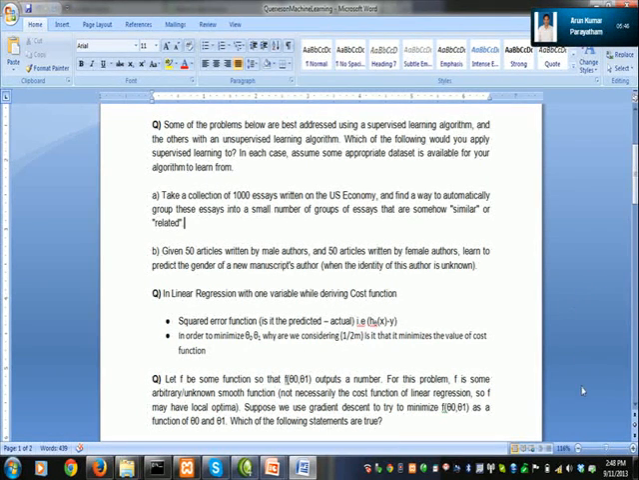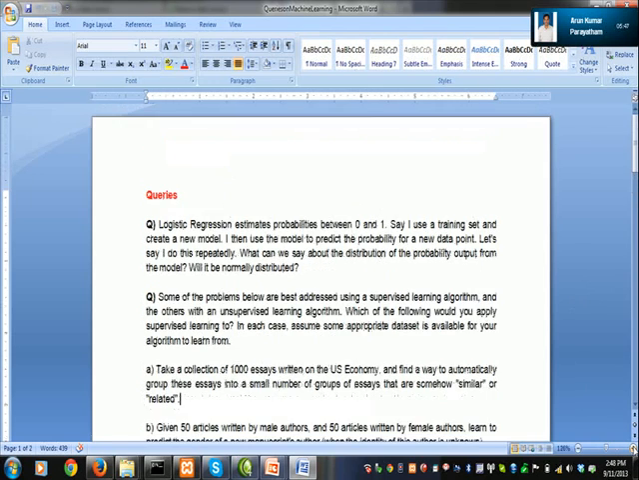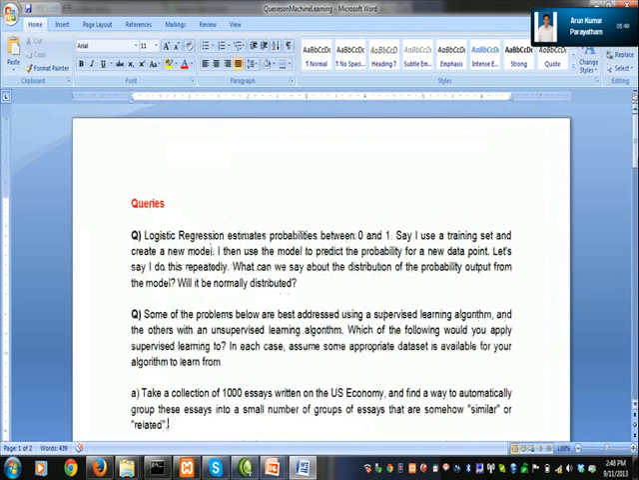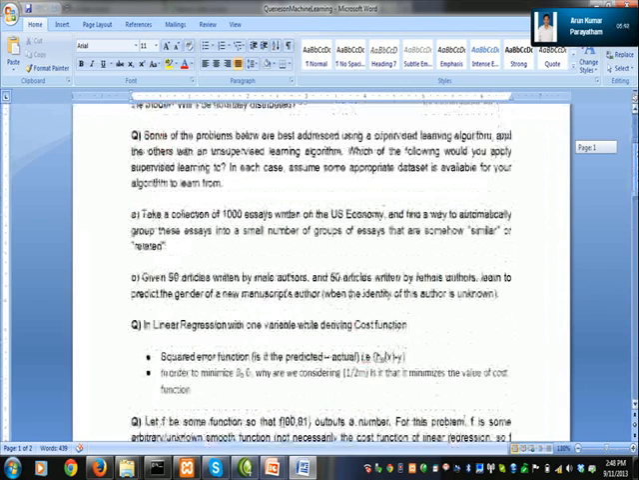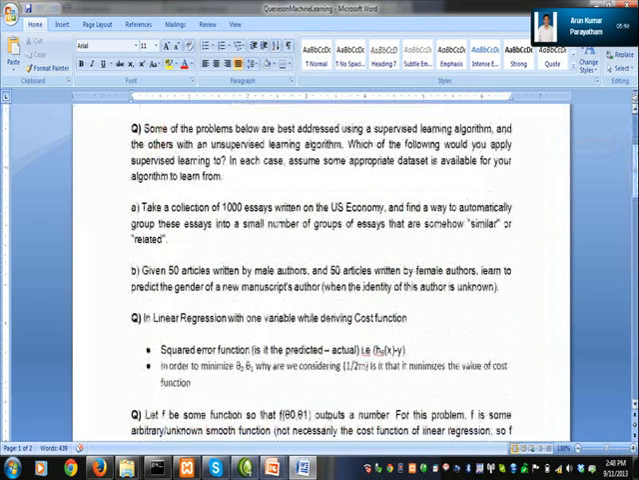If we go to the second one, given 50 articles written by male authors and 50 articles written by female authors, learn to predict the gender of a new manuscript's author when the identity of this author is unknown. This is supervised because here we need to get only two classes. Either it is written by a male or it is written by a female.